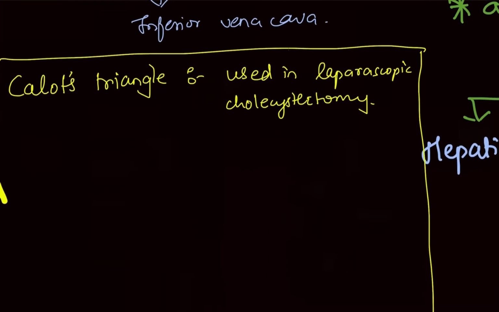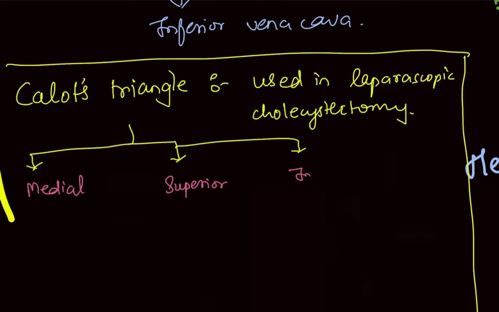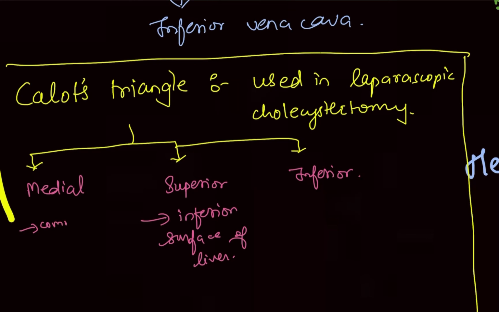Okay, so Calot's triangle, know its boundaries. It has a medial border, a superior border, and an inferior border. Okay, superior border is by inferior surface of liver. Medial border is formed by common hepatic duct, and inferior border is by cystic duct.